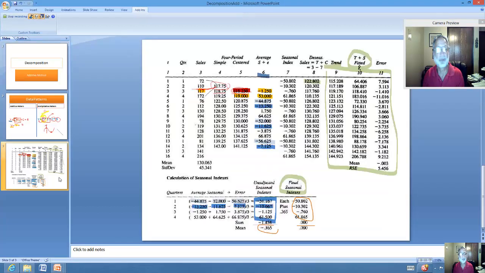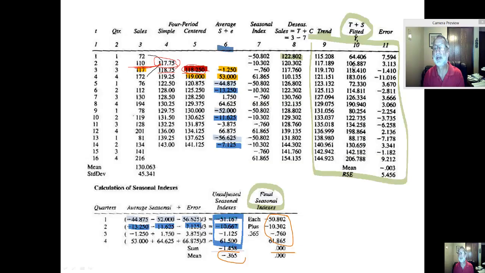I don't know what it did to me here, hang on. Okay, I'll show you how we will come up with our forecast, which is here. We will do that in class, okay?